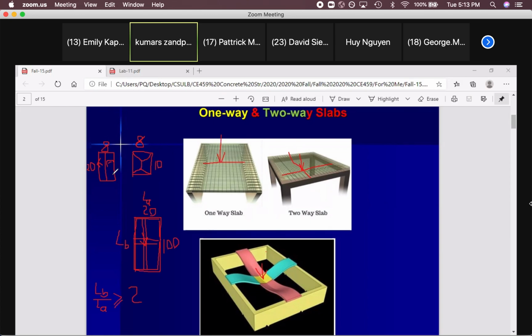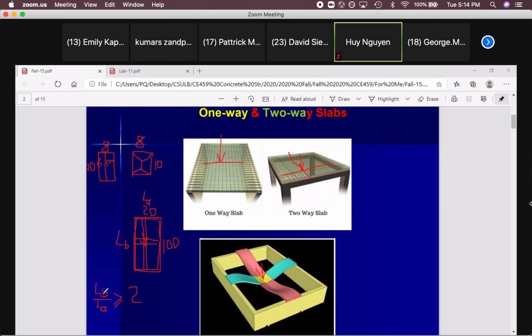So hopefully it's clear. If it's not clear, please ask question. I will try to give you answer to your question to make that completely clear. So remember, one-way slab load will be transferred to one direction. Two-way slabs to two directions, two perpendicular directions. Yeah, something like this, as you can see.